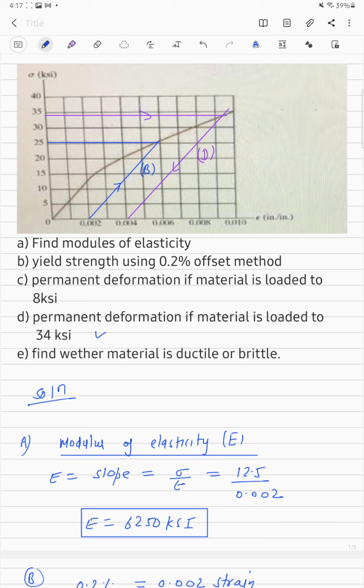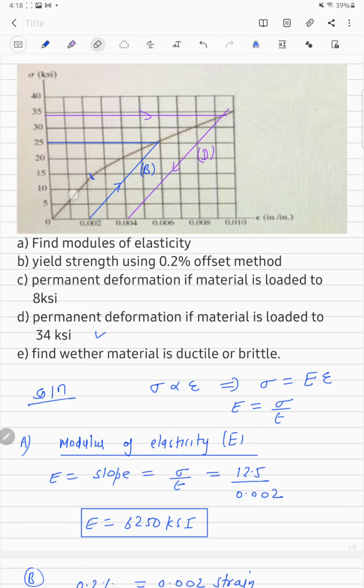First we have to find the modulus of elasticity. We all know from Hooke's law that stress is directly proportional to strain, and this proportionality can be removed by using a constant which is known as Young's modulus of elasticity. This relationship is only applicable up to the elastic limit. The elastic limit is the point up to which the stress strain diagram is a straight line. So this is the elastic limit, because the graph is a straight line up to this point. After this the curve is non-linear.